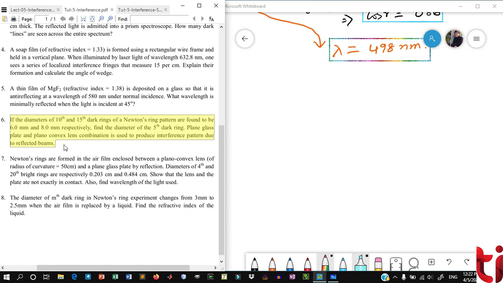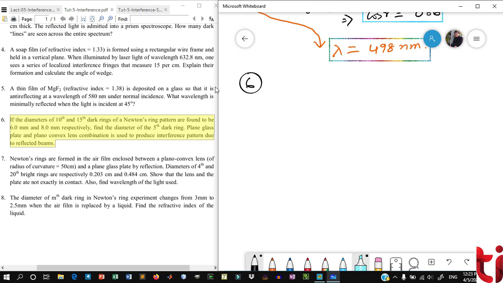So in question number 6, what we have is, if the diameters of the 10th and 15th dark rings of a Newton ring pattern are found to be 6 millimeter and 8 millimeter respectively, find the diameter of the 5th dark ring. A plain glass plate and plano-convex lens combination is used to produce the interference pattern due to reflected beams.